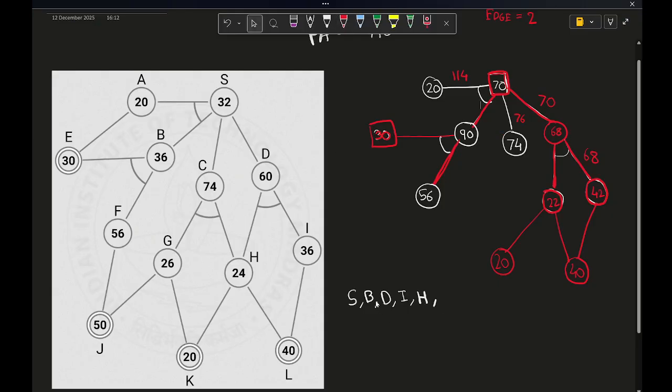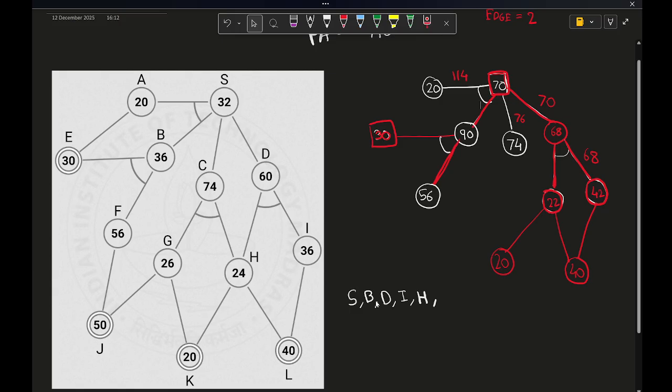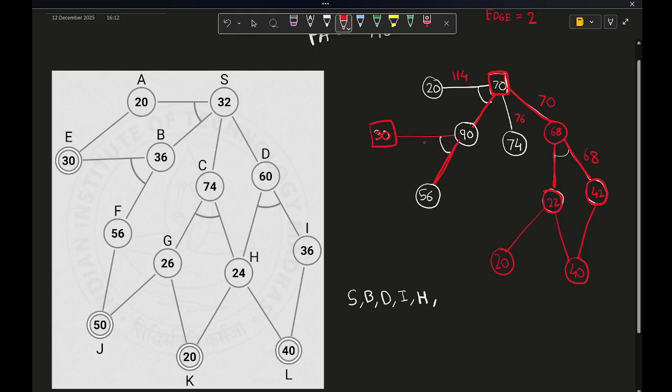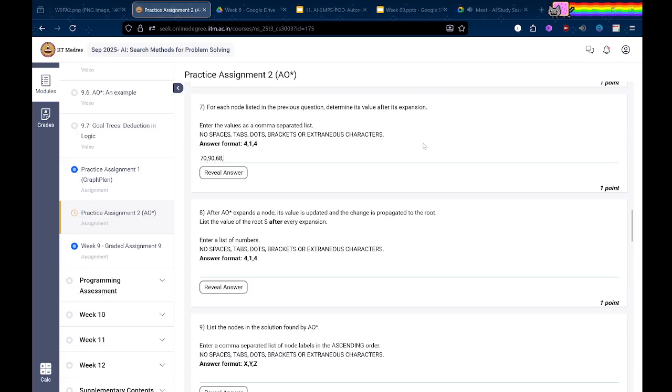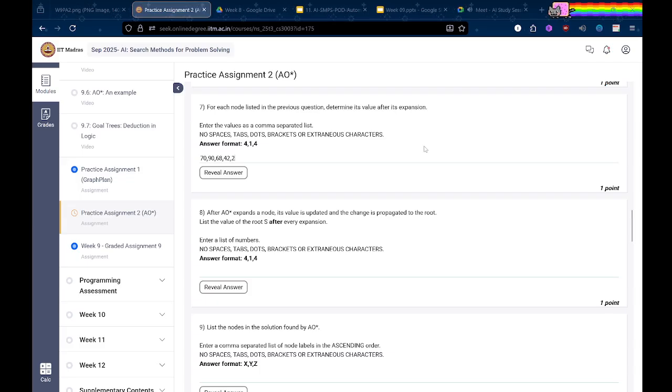Determine its value after expansion for each node. Okay, so S after expansion becomes 70. I think they are talking about the final value, correct? I think so. So for B we'd count, right? Even though we did not explore B as much, 90. Then for E, it should become 68. Then for I, 42. For H, 22.